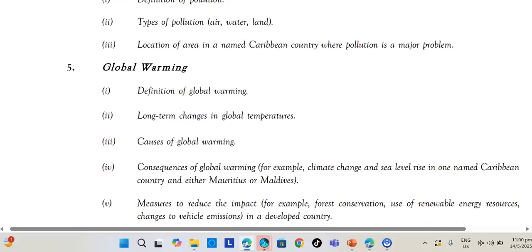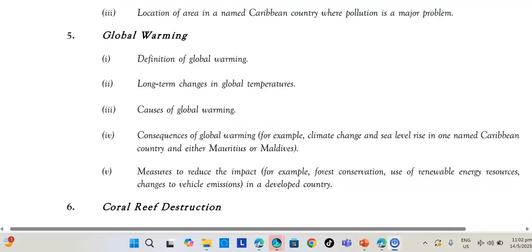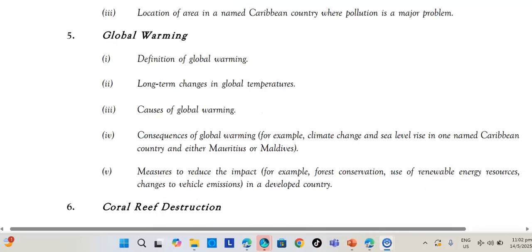Now, what do we mean by global warming? Long-term changes in global temperatures and causes of global warming. Definition of global warming: this is a gradual increase in Earth's temperature caused by human activities, especially the burning of fossil fuels like oil, gas, and coal. These release greenhouse gases such as carbon dioxide that trap heat in the Earth's atmosphere.